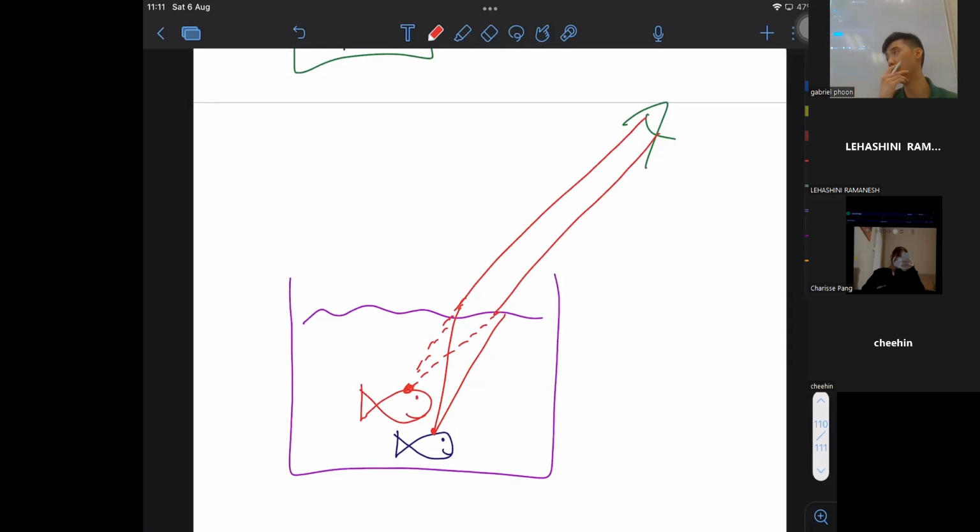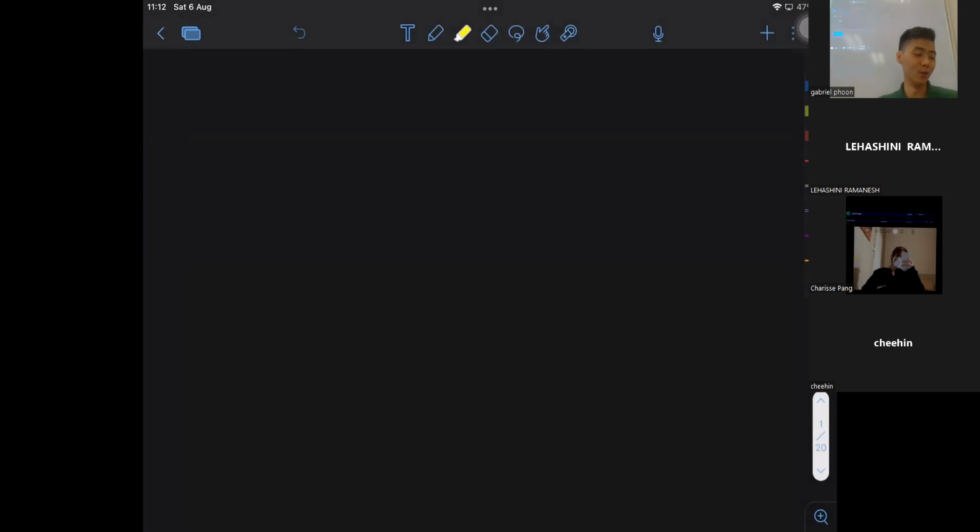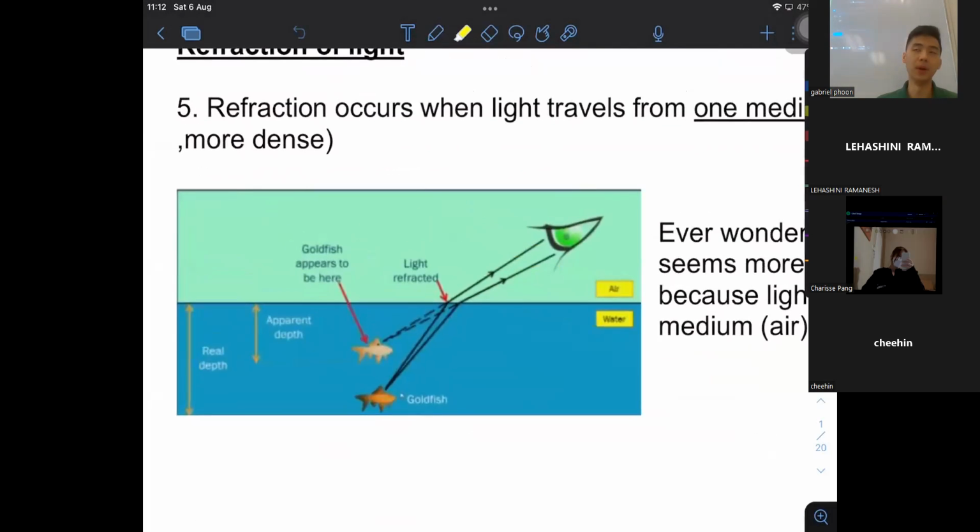This is also the reason why it always seems much more shallow than it actually is. We as human beings perceive light to travel in one straight line. But in reality, when light enters a different medium, it bends and looks something like this. You don't really have to draw it, because in the notes there is an exactly perfectly drawn nice diagram here. So please don't draw it, because my drawing might confuse you just a little bit.